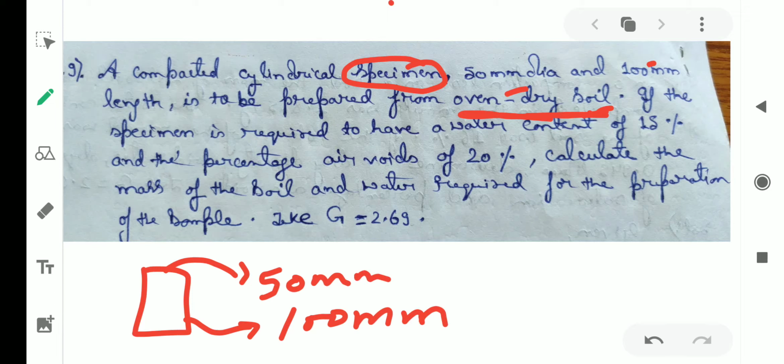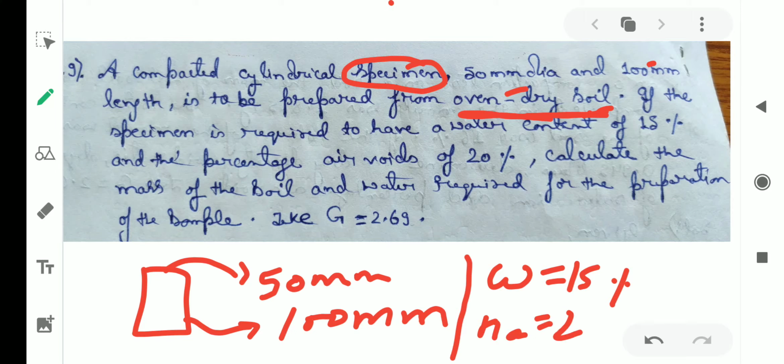Whatever specimen we are constructing, it is required that the water content must be equal to 15%, and also percentage air void should be equal to 20%. Then we have to create the specimen. So the question is, how much amount of soil and how much amount of water will be required? What is the mass of soil and water required for the preparation of the sample? G has been provided. So let's begin.